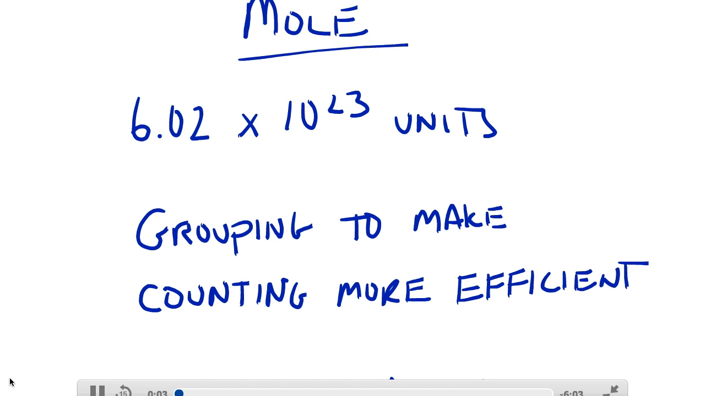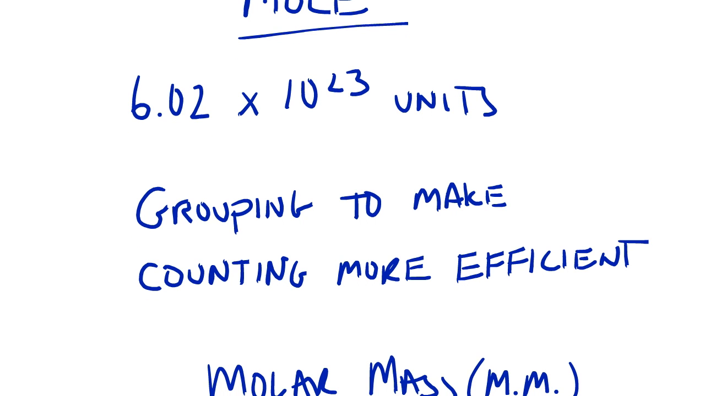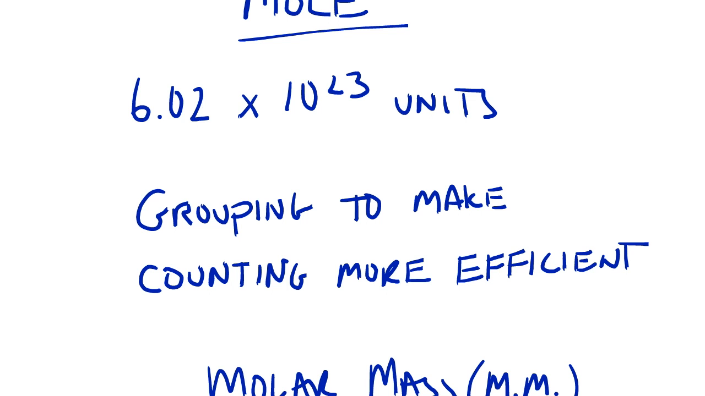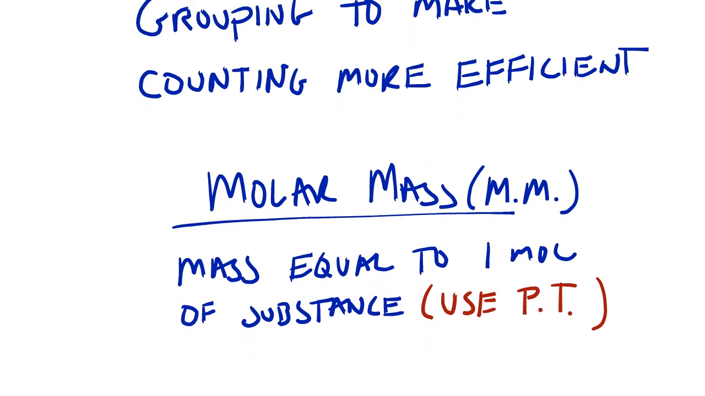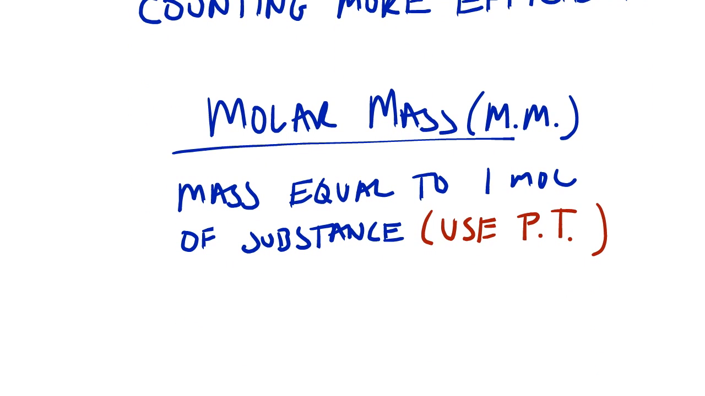A mole is equal to 6.02 times 10 to the 23rd units. It's used to make groupings of molecules or atoms to make counting more efficient. We cannot count the number of atoms or molecules in a sample, so we use what we call the molar mass. The molar mass is equal to 1 mole of the substance. The way we find the molar mass is we use the periodic table.